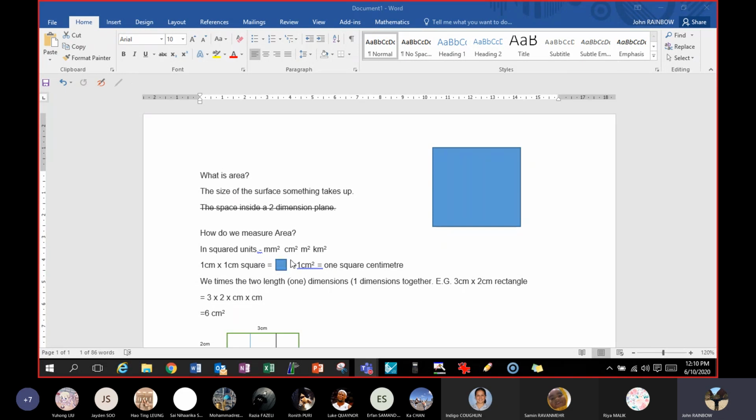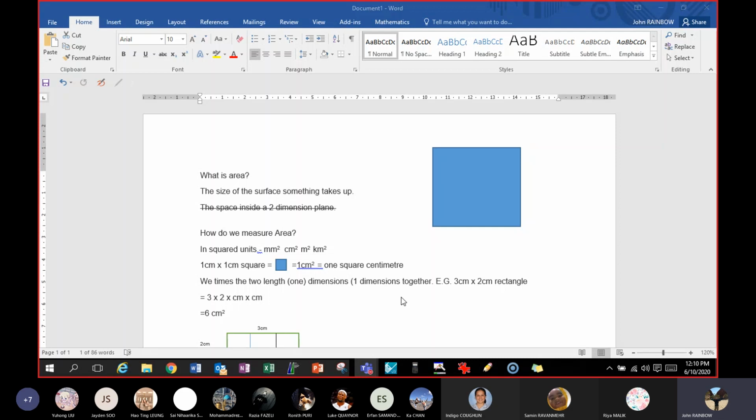So we talk about that being a square. So for example, a 1 by 1 square would be, if this is a centimeter by centimeter, we talk about that 1 square centimeter. If this is like a meter by meter, that would be 1 square meter. We always find the area by timesing the two lengths. We times two one-dimensional lengths together.